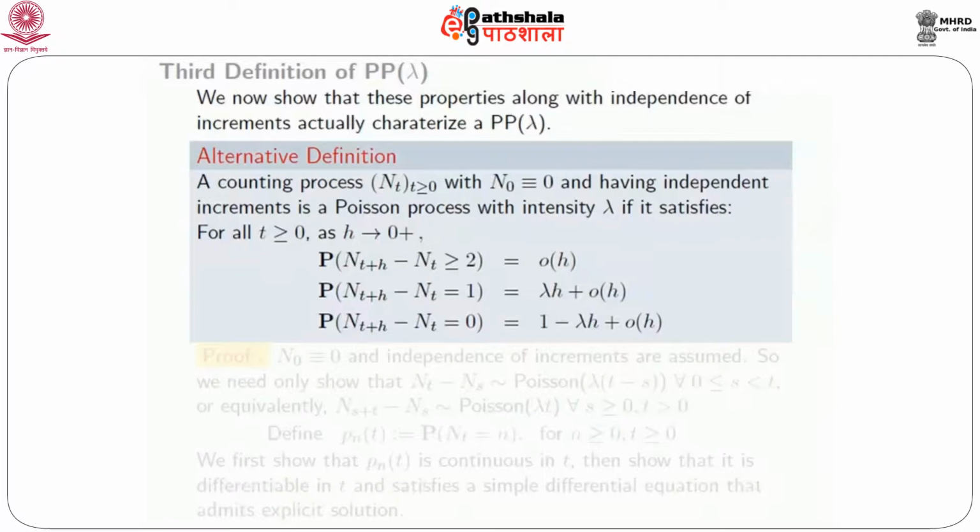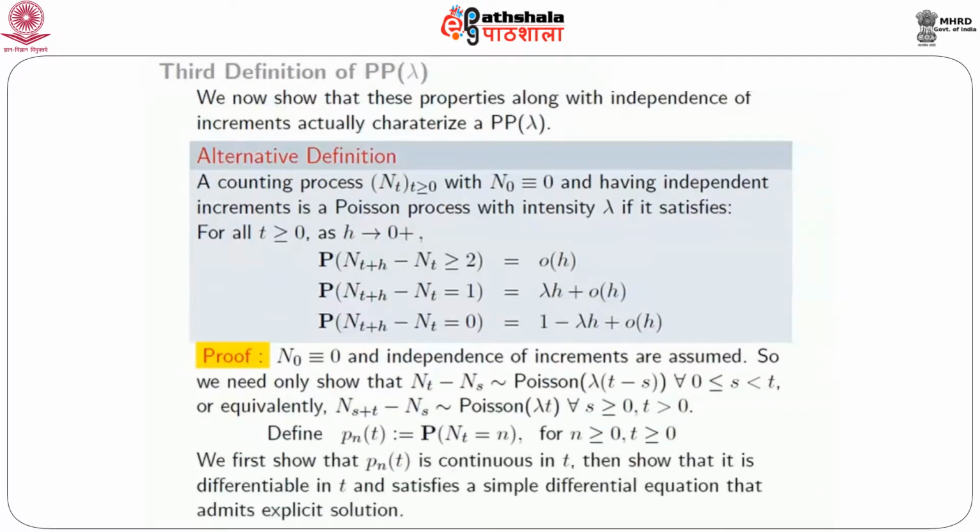Okay, so here's a proof. Since N_0 is given to be 0 and independence of increments is also assumed, the only thing to show, in order to prove that N_t is indeed a Poisson process according to the first definition, is that the increment N_t minus N_s for any s less than t is indeed a Poisson distributed random variable, a Poisson with parameter lambda times (t minus s).